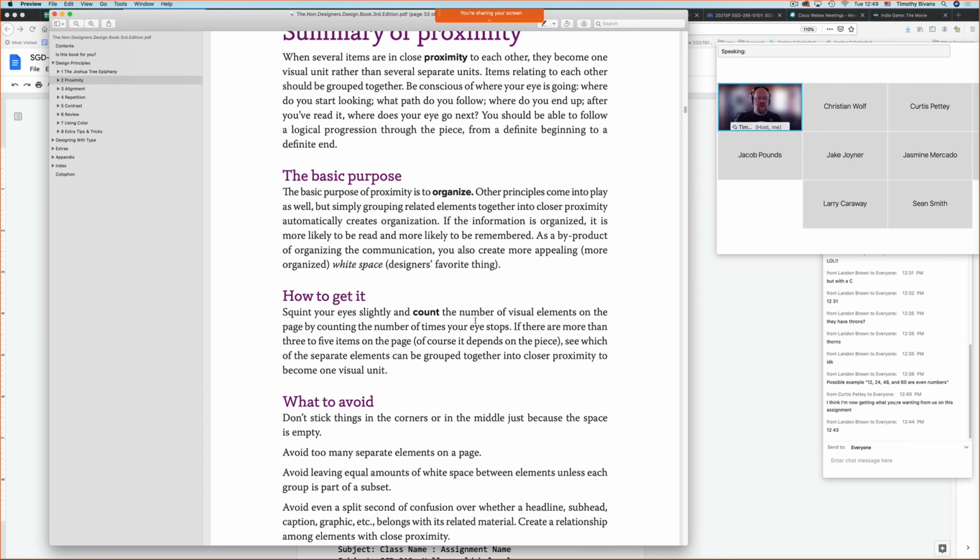The basic purpose of proximity is to organize. Put things together. If they belong together, they should be close. If not, they shouldn't be close together. As a byproduct of organizing the communication, you create a more appealing, more organized white space.